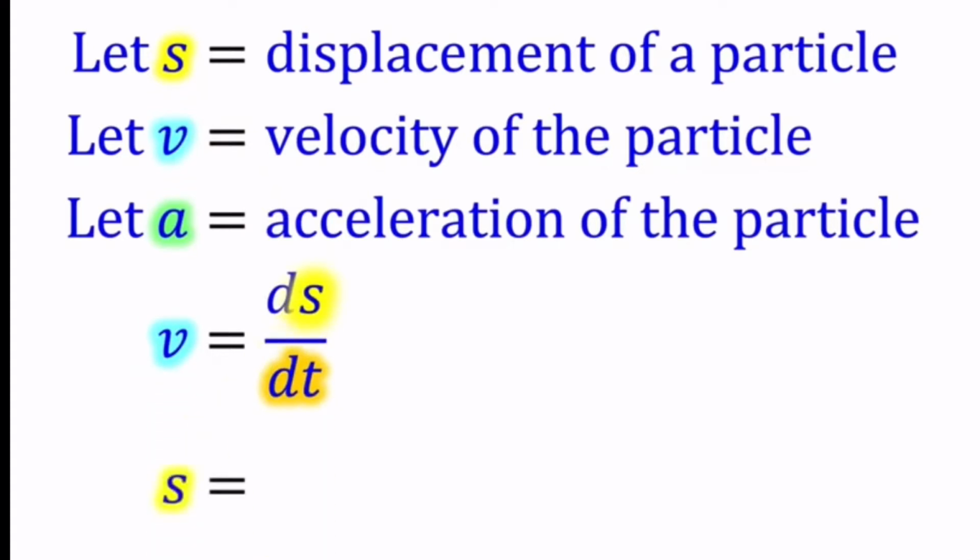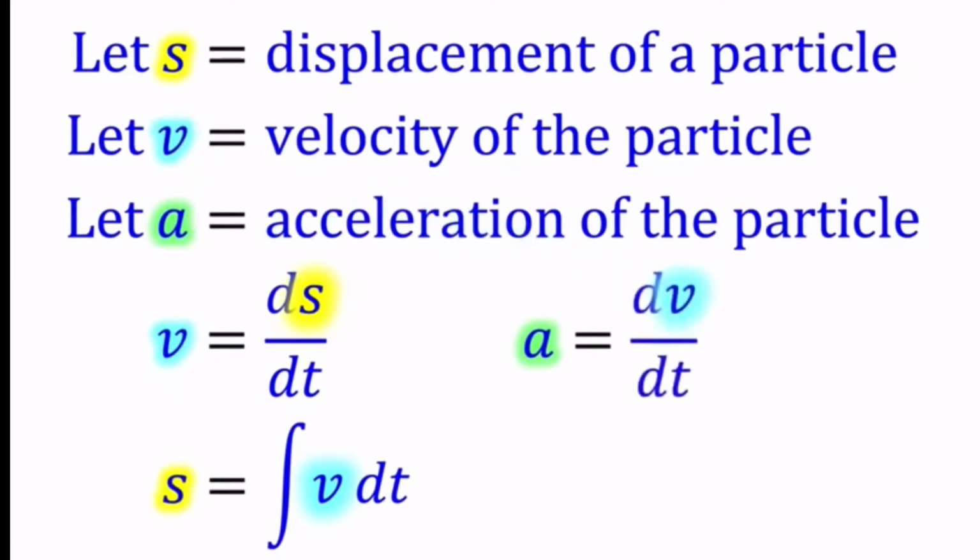if we want to find S from V, we need to integrate V with respect to t. So the process is reverse. All right, how about A? A is equal to the change of velocity with time, so A equals dv/dt.